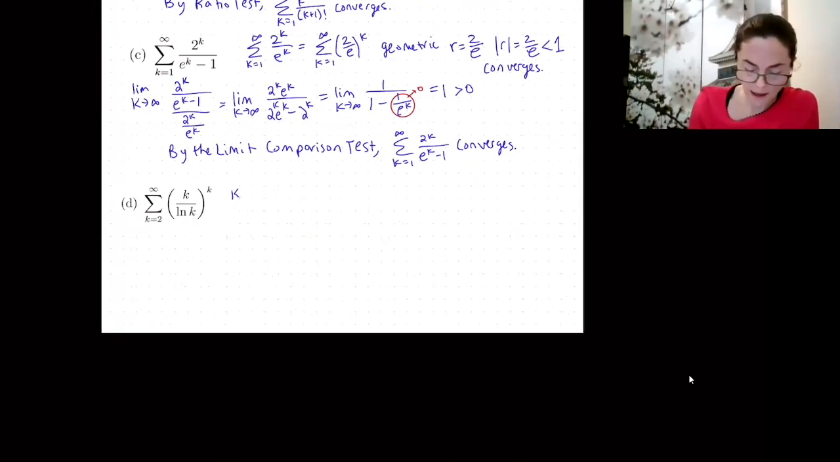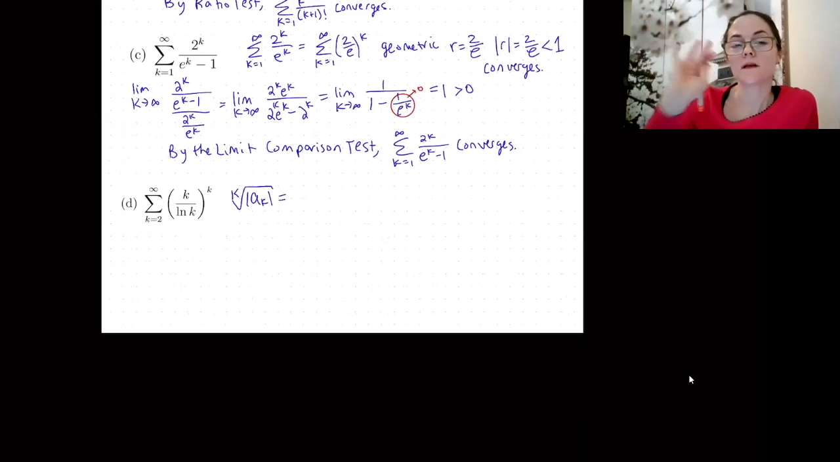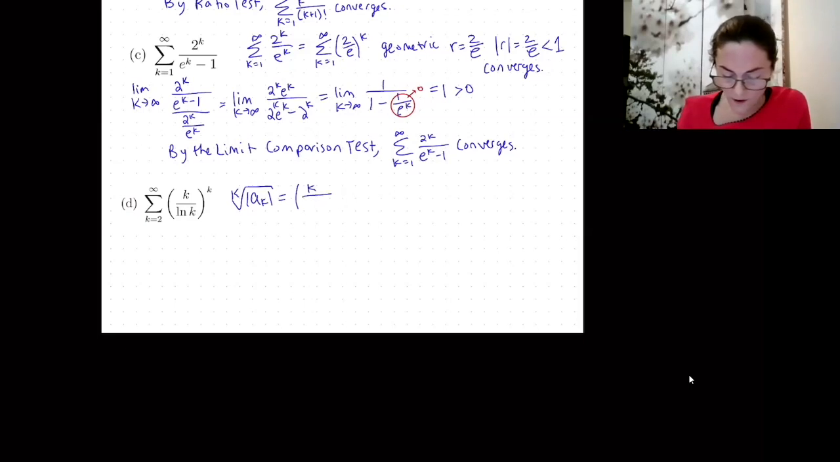I take a look at the kth root of the absolute value of a_k. Well, a_k is always non-negative, so I can disregard the absolute values or just think that the absolute value of a_k is a_k itself, and we get k over ln k. This is a_k, and then to the 1 over k. And this is k over ln k.